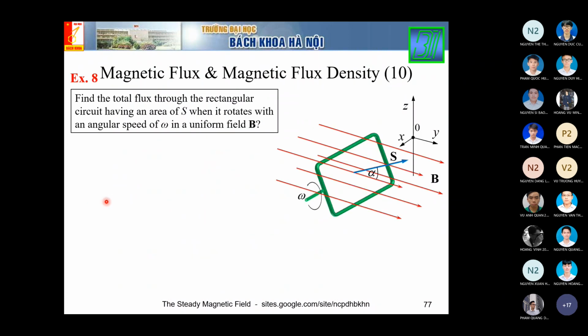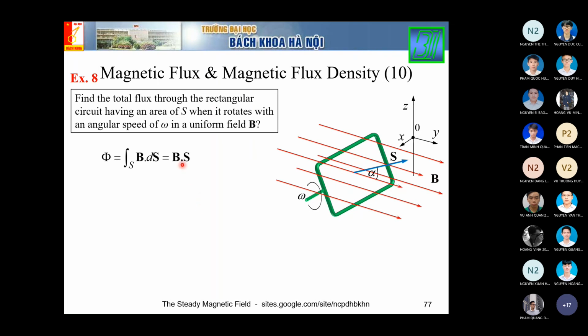All right, the last example about the magnetic flux is the rotational frame. In exercises number 6 and number 7, we had a translational movement. In this case, we have a rotational movement like this. Our frame here is in the uniform field B, and it is now spinning with an angular speed of omega. The axis of this frame is perpendicular to the field.